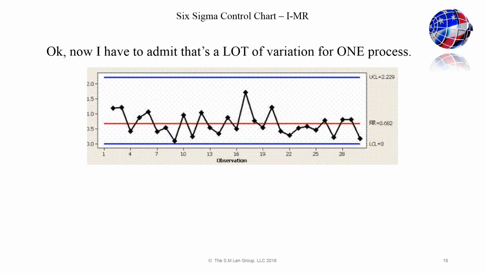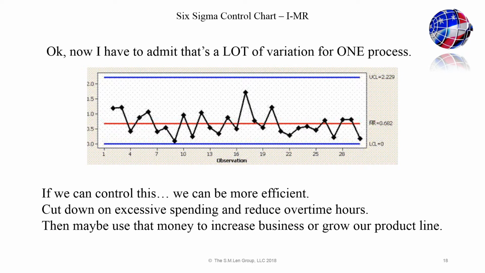Okay, now I have to admit that is a lot of variation for one process. If we can control this, we can be more efficient, right? Cut down on excessive spending, reduce some overtime hours, and maybe use that money to increase business or grow our product line.